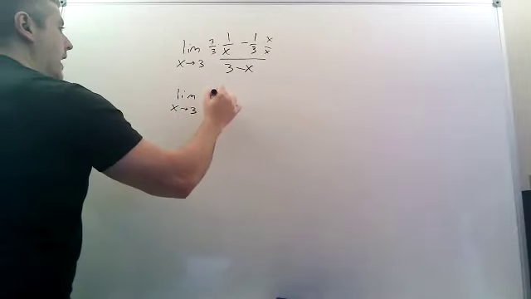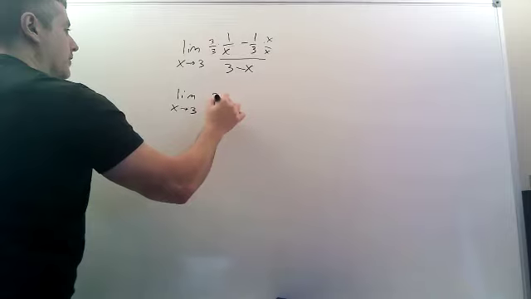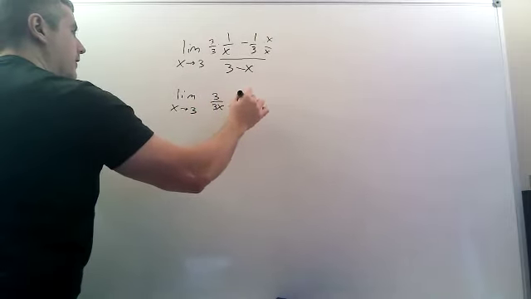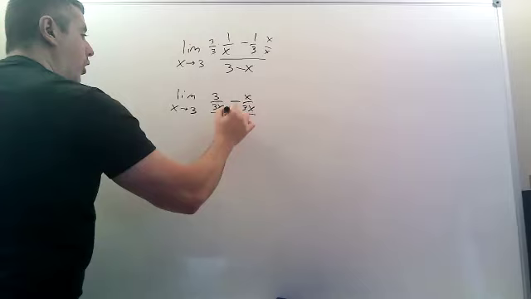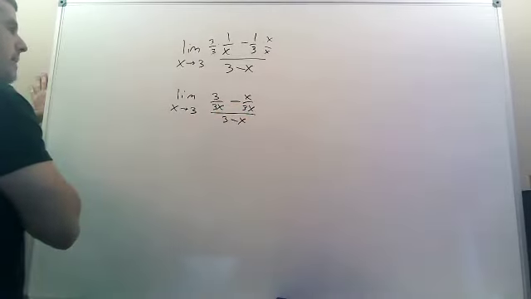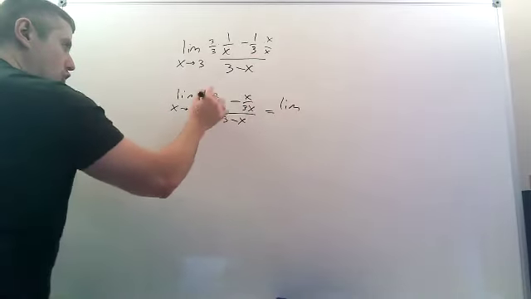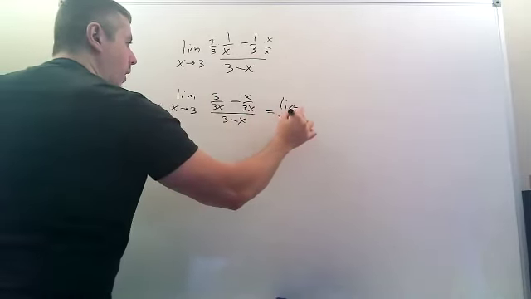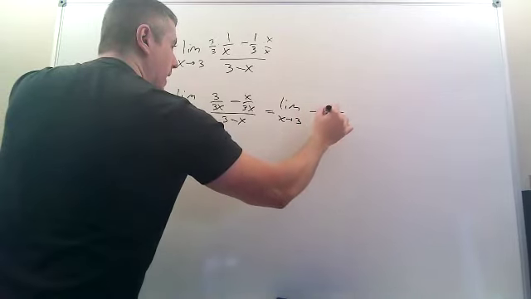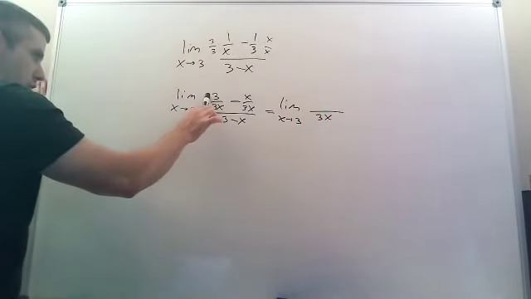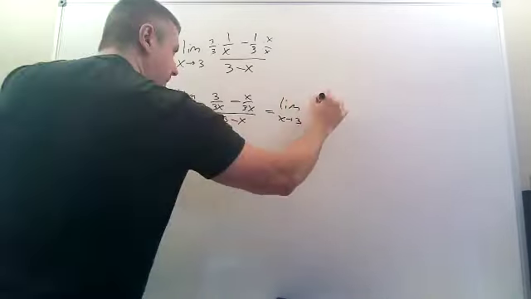Now, on the top there, you get 3 over 3x, take away x over 3x, all over 3 minus x, right? I made the bottoms the same. Now that I did that, I can take these two and combine them into 1. So I'm going to keep the bottom the way that it is, which is 3x, and I'm going to do 3 minus x on the top.